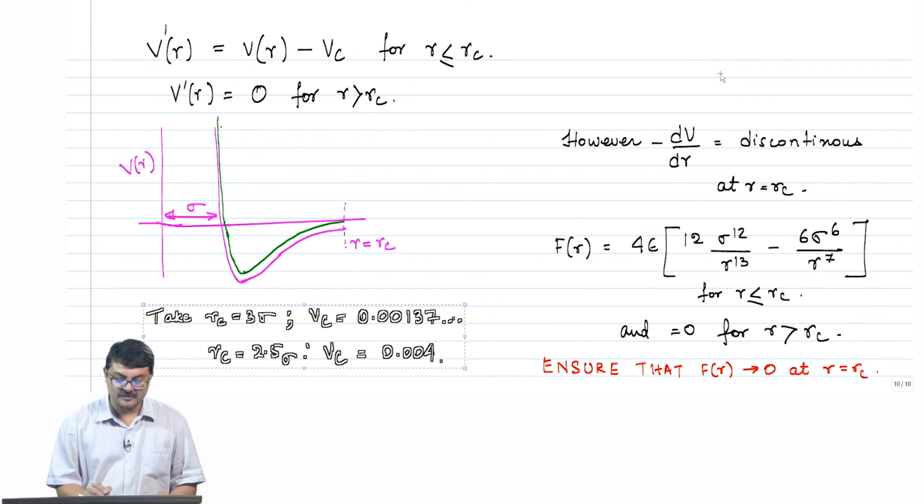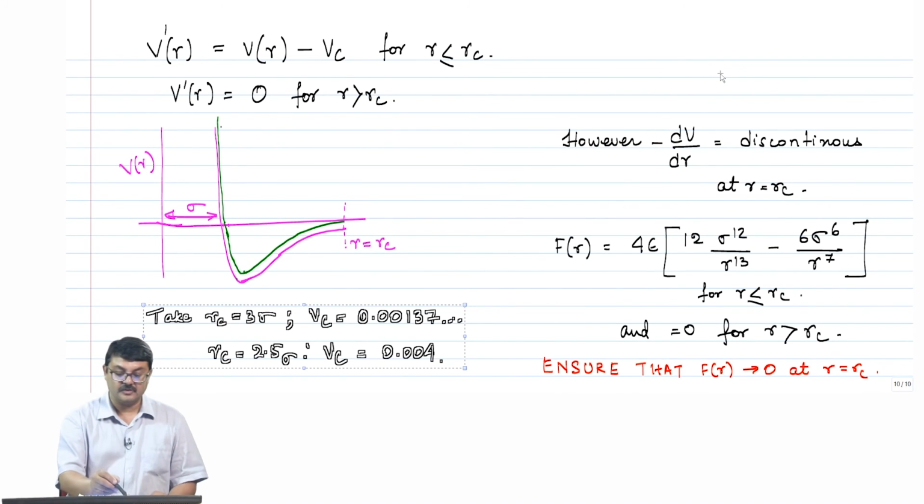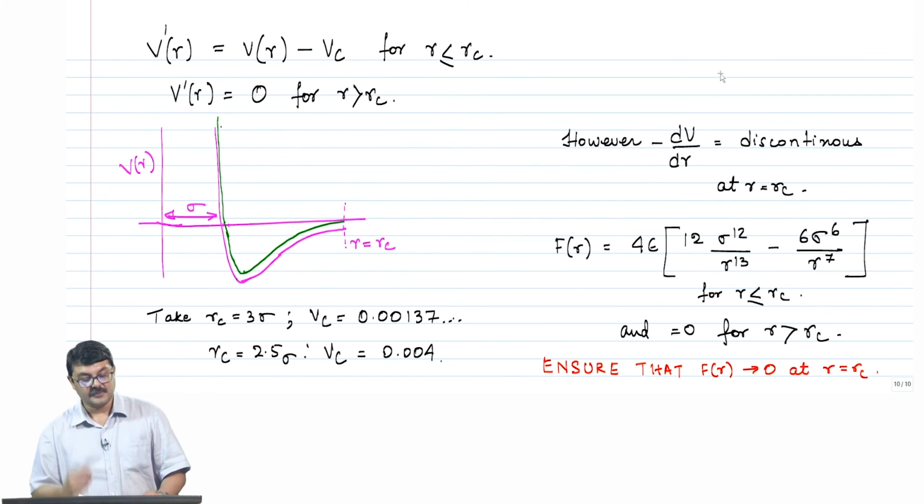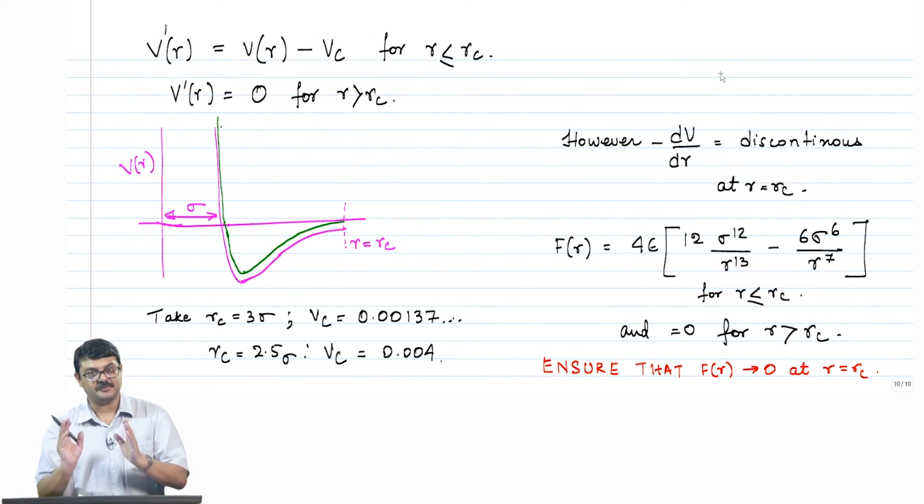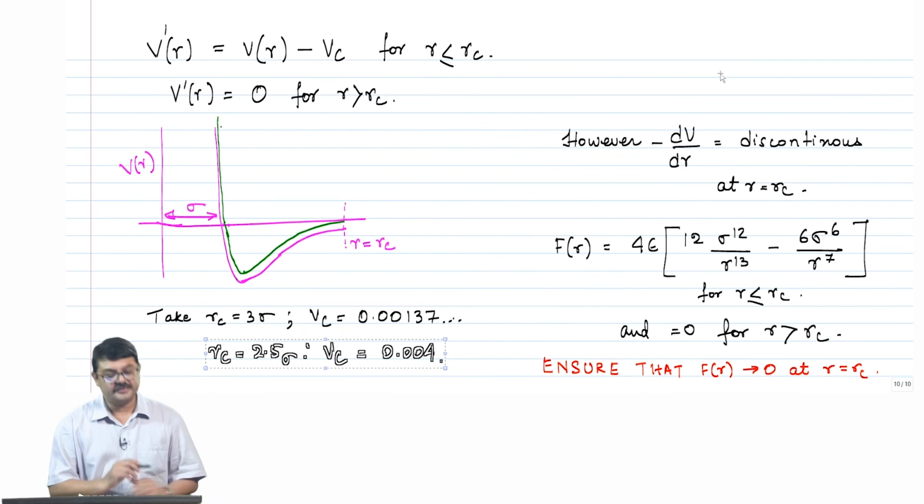At 3 sigma, the value of the potential would be 0.00137. So, you can choose the value of V c here to be this, right. You fix the cutoff right at the beginning of the code and shift the potential up. You could as well have chosen R c equal to 2.5 sigma.